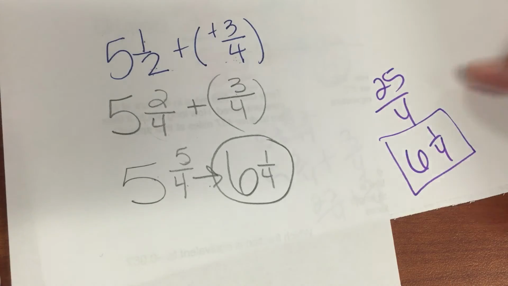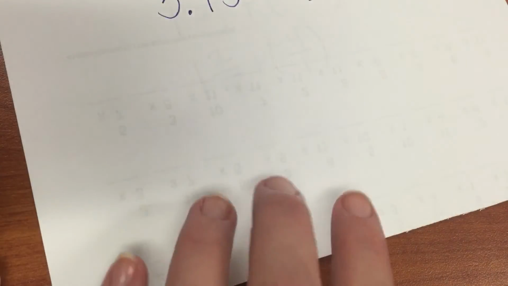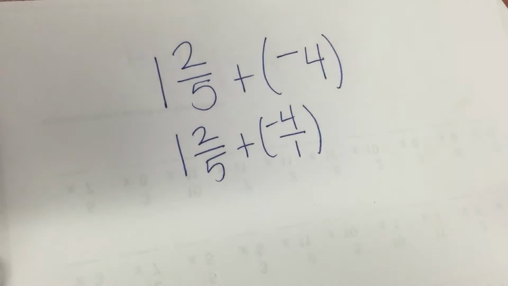Okay, we're going to go over one more, and then we are out. Here we go. So we actually are going to go over this one because I like this one better. We have 1 2/5 plus -4.